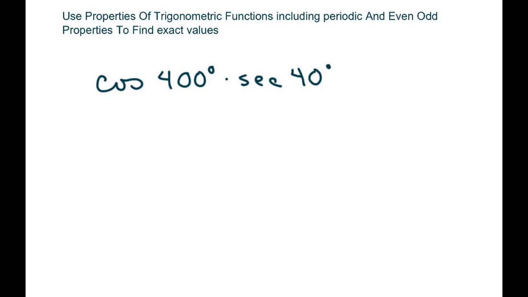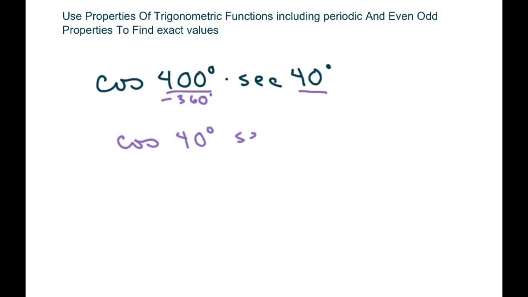We're going to use periodic and even odd properties to find exact values of each expression. Before we can use our basic identities, we have to have these two angles be the same. So in this case, I can either make them both 400 or both 40. I'm going to choose to make them 40 just to make it smaller. And the period for cosine is 360 degrees. So I'm going to subtract 360 from this, and I get cosine of 40.